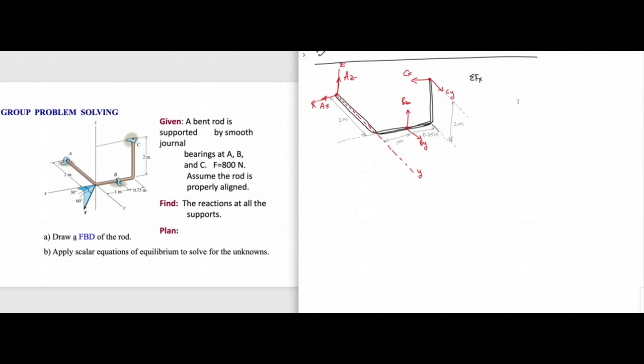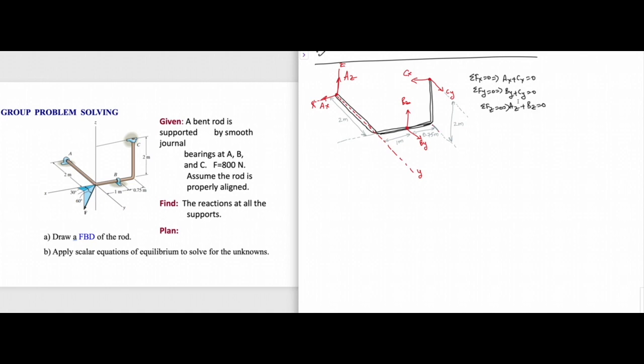Sigma Fx equal to 0. Tell me all the forces in x. We have AX plus CX is 0. Tell me all the forces in y equal to 0 implies all the forces in y are BY plus CY equal to 0. Tell me all the forces in z equal to 0 implies AZ plus BZ is equal to 0.